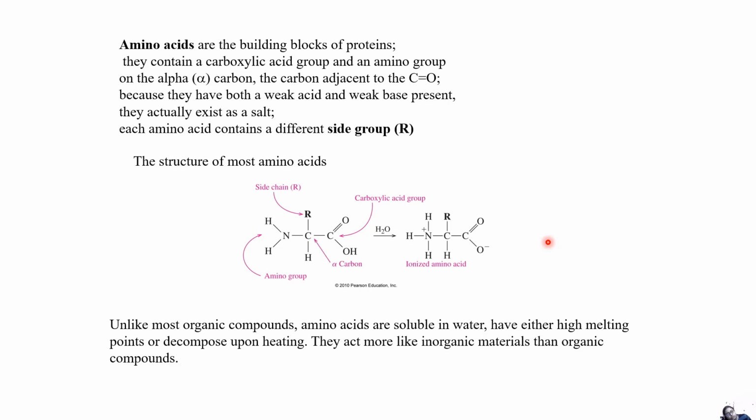So this is the structure of most amino acids. We have the side chain R, we have the amino group, we have the alpha carbon, and we have the carboxylic acid group. So apart from the R group, all the three other components are pretty much the same in all amino acids. That's the common thing. Now, unlike most organic compounds, amino acids are soluble in water, have either very high melting points or decompose upon heating. They act more like inorganic materials than organic compounds.